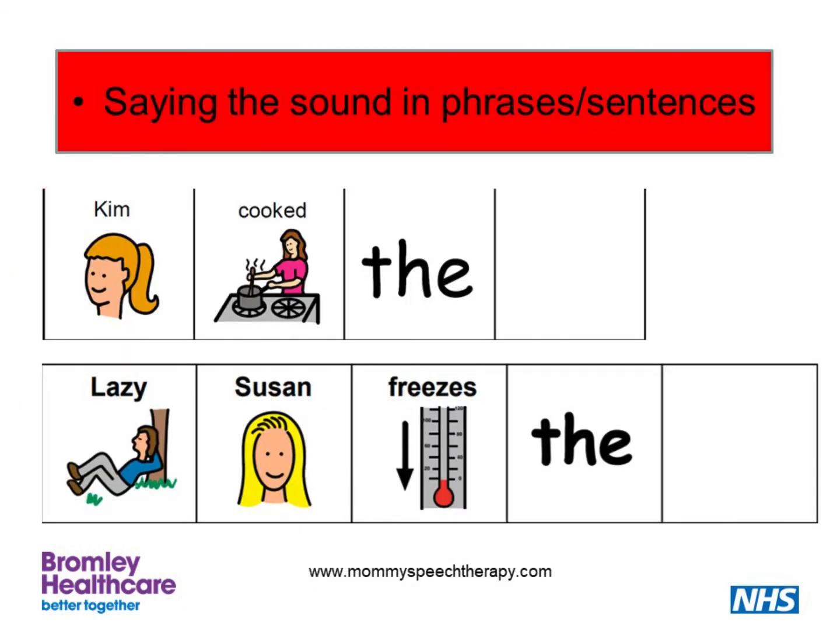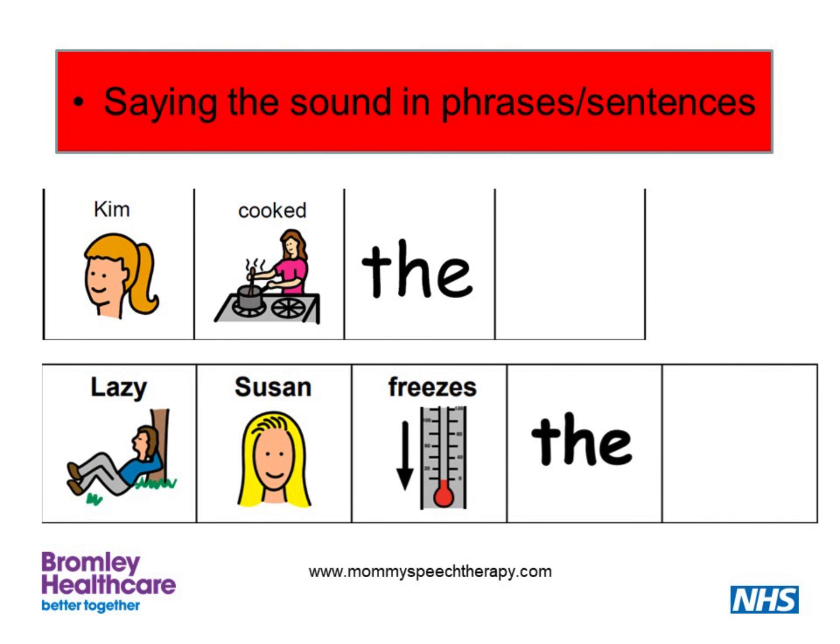After the child has achieved saying his target sound at word level, they'll move on to saying it in phrases and sentences. This is taken from the Mommy Speech Therapy website, where you will find free picture resources at word, sentence and story level, and also tips for producing speech sounds. In this first example, the target is k at the beginning of words. You can also find words beginning with k that you can insert in the box to make silly sentences. For example, Kim cooked the candle.